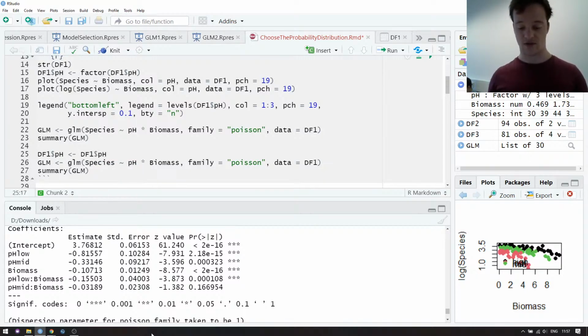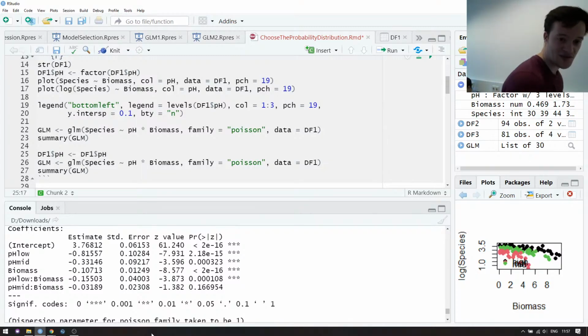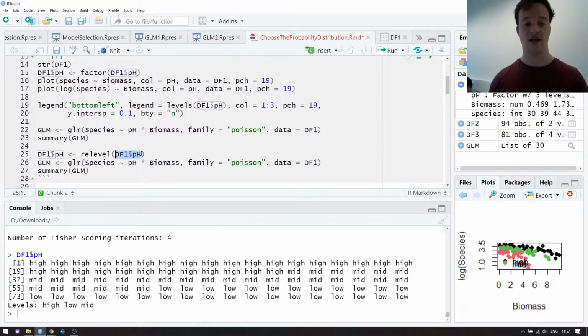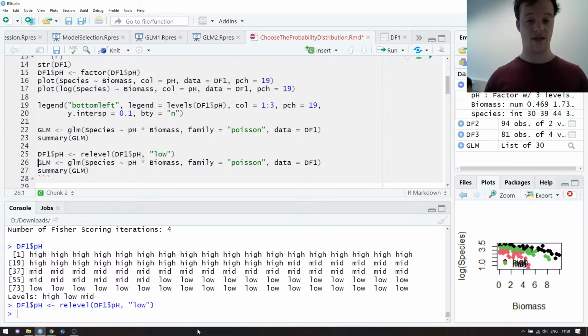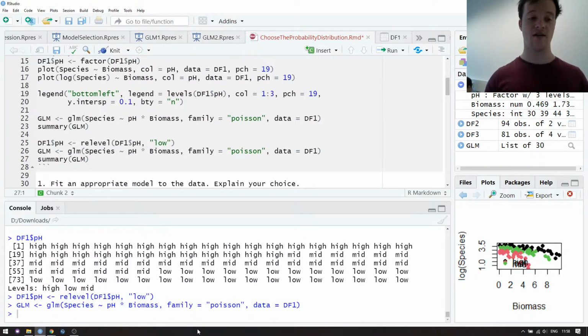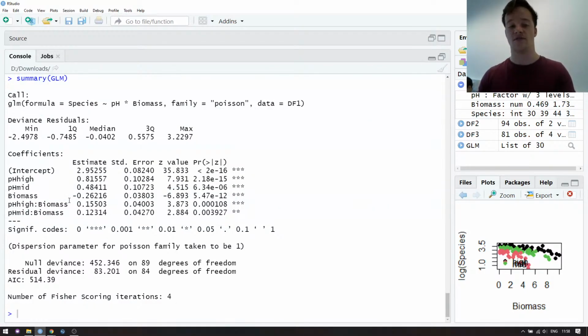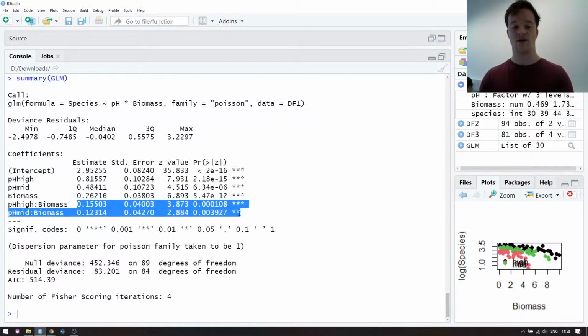Now I want to have some space to type. I want to relevel this. And then you say, okay, what do you want to relevel? This has to be a factor, so this will only work if you already converted it to a factor. And I want to have as reference group, what shall we do? Low. Okay, then I do this, I run it again, I produce another summary. And then we see that the interaction is different, right? Anyone have an idea why?